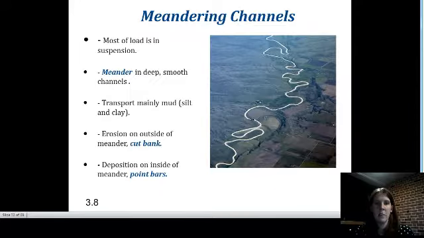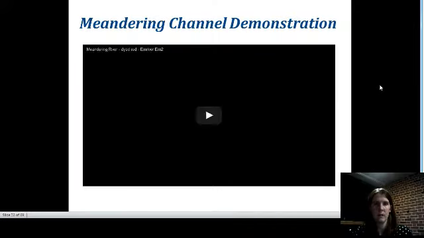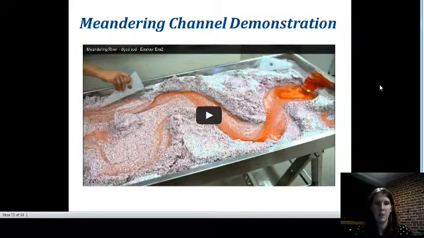Meanders, because of the velocities within the stream channel, erode on the outside of a meander, and deposit on the inside. So they erode on the outside or the cut bank, and they deposit on the inside, or what are called point bars. This is a good video to watch of meanders and how it will erode on the outside and deposit on the inside. Please watch this on your own.